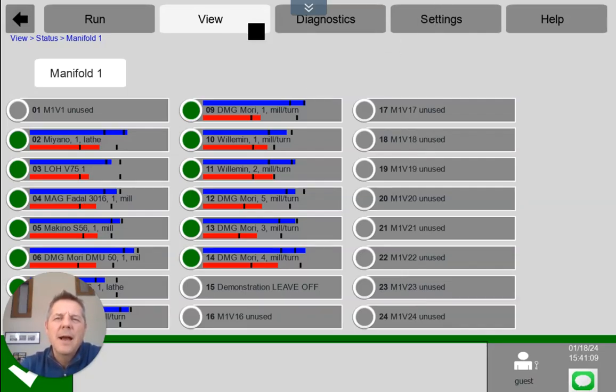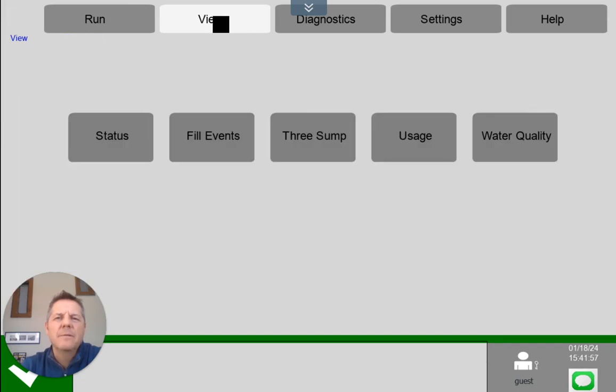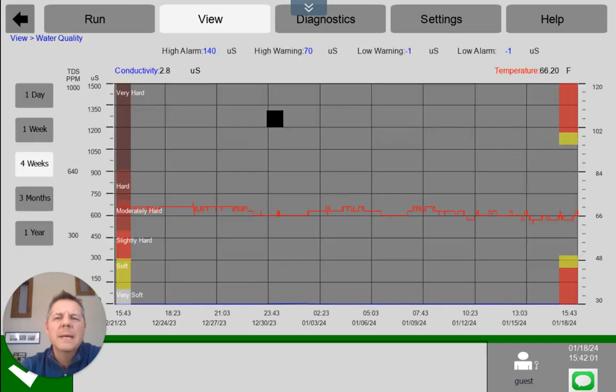What I'm going to demonstrate now is how to get in and take a look at the water quality analysis that we have in our system. So if I go to View, go to Water Quality, what I'm going to get here is a trend that I can zoom in and out of up to 1 year of historical data.